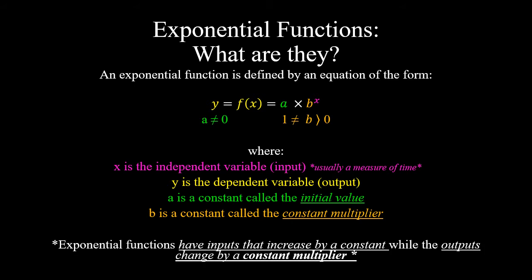Exponential functions have inputs that increase by a constant while the outputs change by a constant multiplier. So this was a little different, right? If we think about it in terms of tables of values, when we were looking at linear functions, as the input was increasing by a constant, we saw that the output was either increasing or decreasing. We were either adding or subtracting the same thing along the output. Here, we're going to be multiplying along the output by some constant. It's a little bit different.